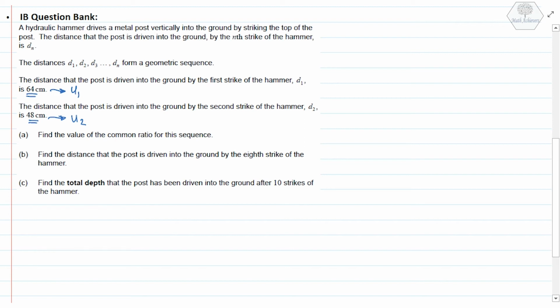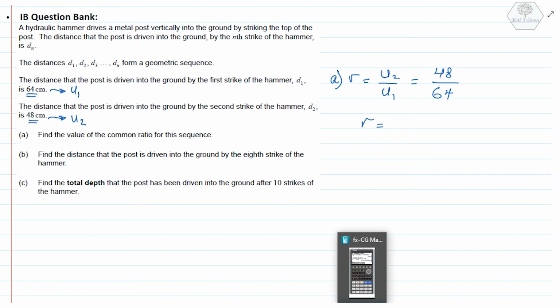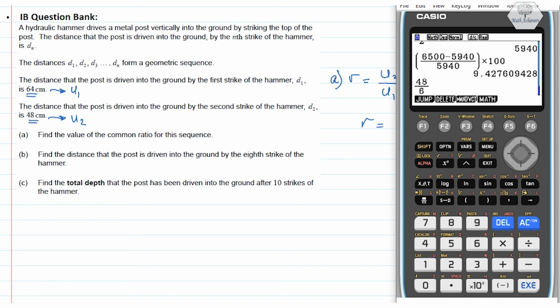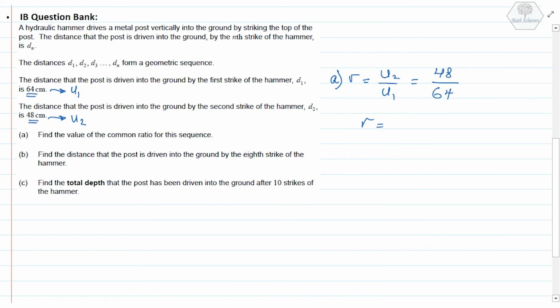Part A of the question: we need to find the value of the common ratio of the sequence. So the common ratio is simply equal to the second term divided by the first term. So I have 48 divided by 64. I need to use my graphical display calculator. It's 48 divided by 64, and this gives me 3/4, which is 0.75. So the value of the common ratio is 0.75.